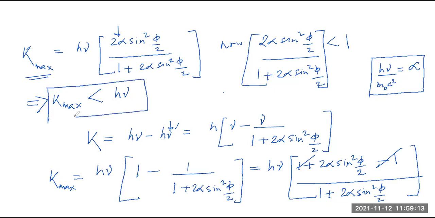And what is h nu? h nu is the energy of the incoming photon. So K max can never be fully equal to h nu. That means the photon cannot give all of its energy to the electron. The kinetic energy of the electron will always be less; it gives only a little, not the whole. This can never be equal to h nu. This will always be less. So this proves that the photon cannot give all of its energy to the electron.